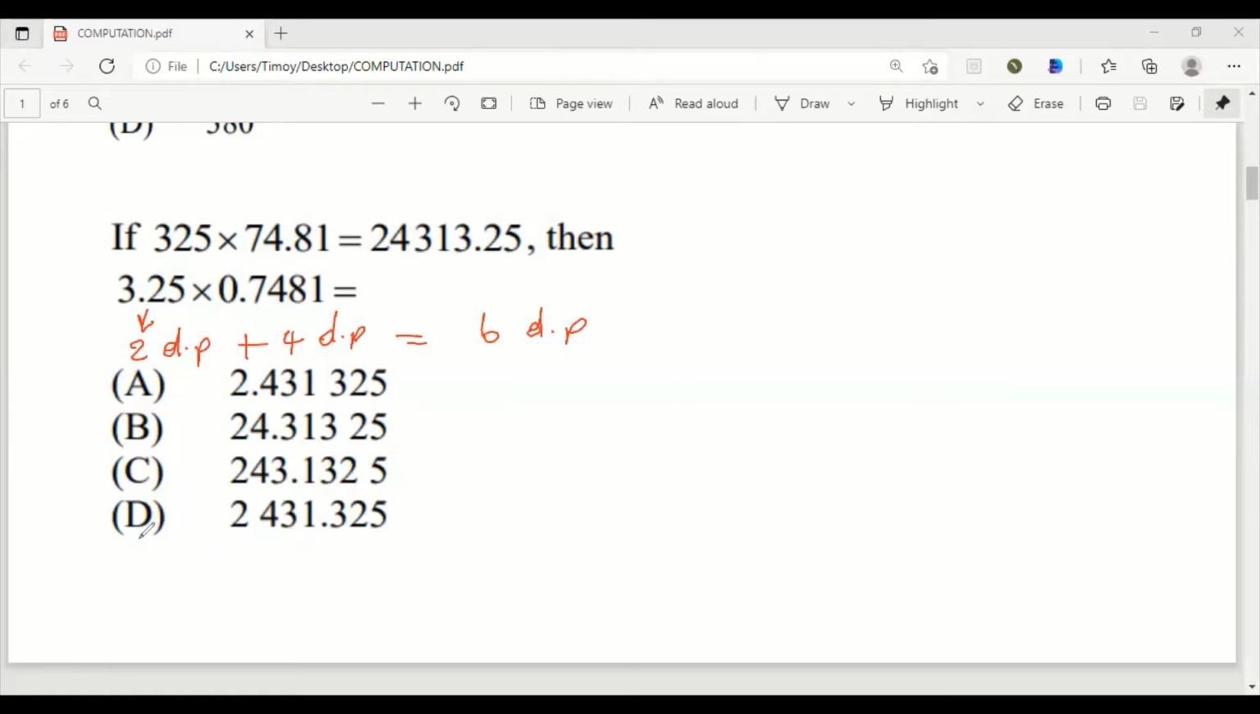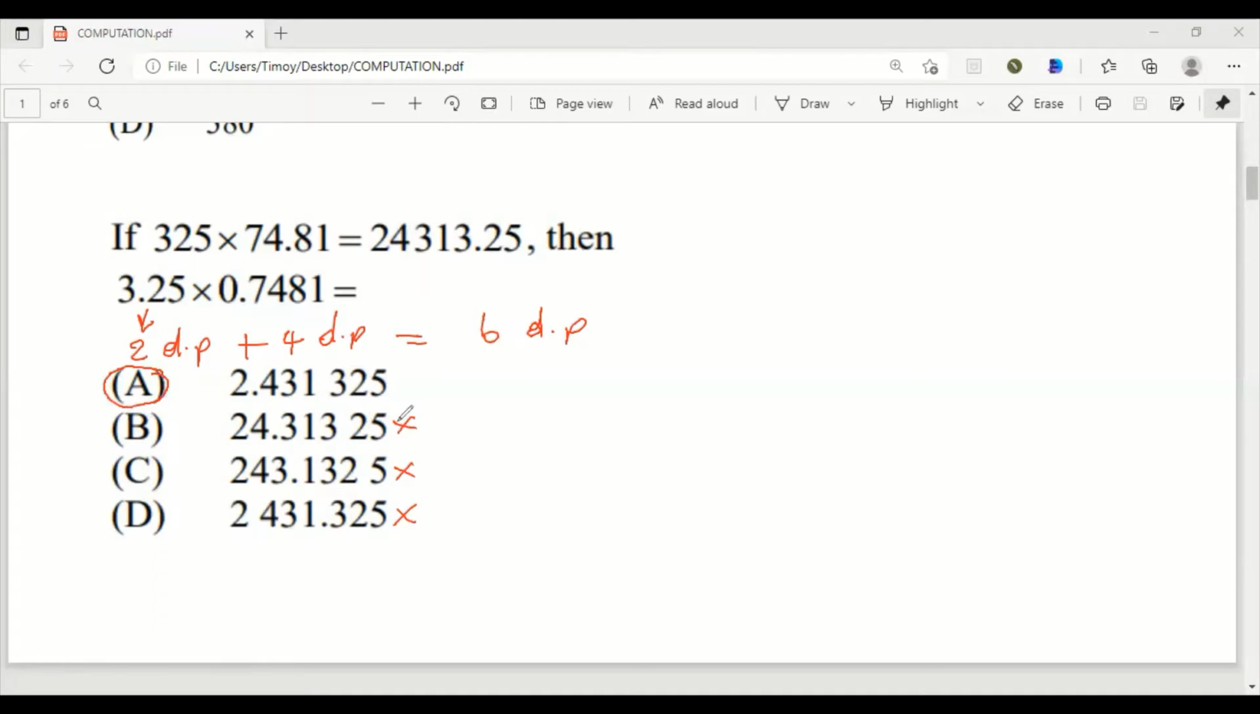Now let's start from option D. How many digits come after the decimal point? That's going to be 1, 2, 3. So therefore, that's not the answer. Let's look at C. 1, 2, 3, 4. So therefore, that's not the answer. Let's look at part B. 1, 2, 3, 4, 5. So therefore, that's not the answer. Let's look at part A. We have 1, 2, 3, 4, 5, 6. So therefore, that is the answer.